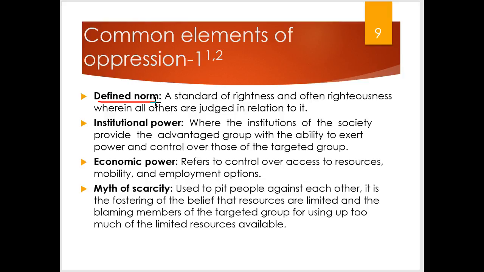Another common element of oppression is institutional power. Institutions of society provide the advantaged group with the ability to exert power and control over those of the targeted group. Again, if we use same-sex marriage as an example, most of the people elected to office were heterosexuals, and they limited the institution of marriage to other heterosexuals. The result was that they kept gays and lesbians oppressed in this regard.